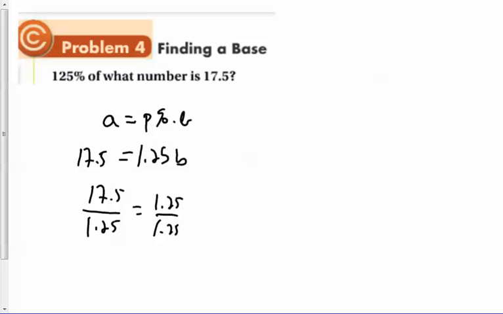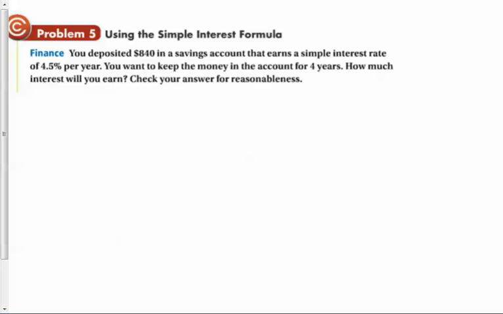And what do I get when I divide both sides by that? B is equal to 14. And that should be a little bit bigger than 17.5 because it's 125%. Okay, you have a got it. Why don't you go ahead and take a look at that, pause the video and do it.